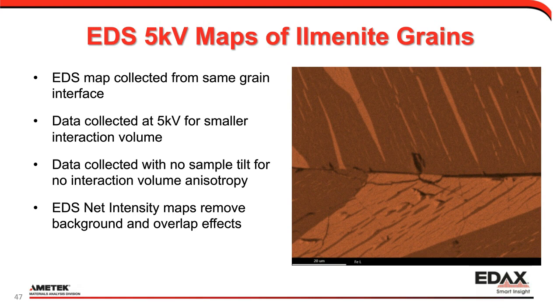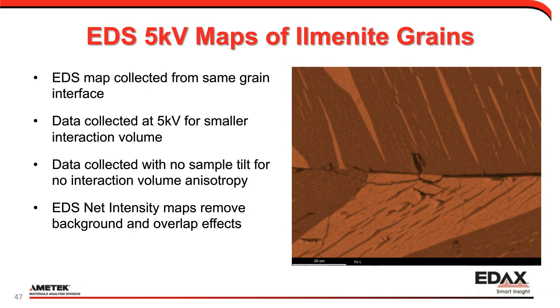And so there's no sample tilt, so there's no interaction volume anisotropy. So we're able to line up the data where we're putting the beam more directly, and that allows us to have a map with better spatial fidelity for better correlation. And so this is just an EDS net intensity map. That net intensity map removes background and overlap effects. We can deconvolute different elements.